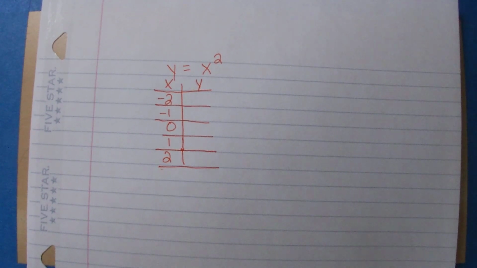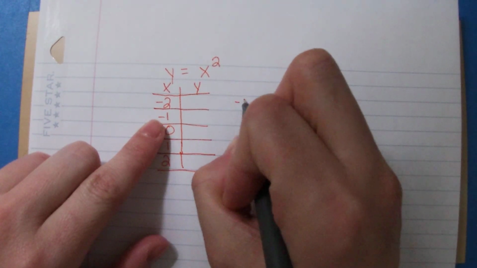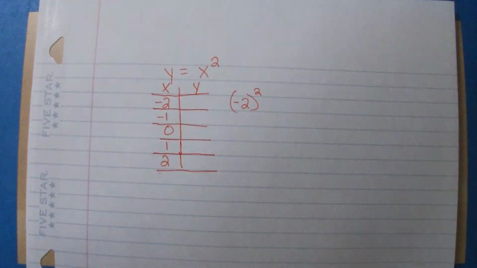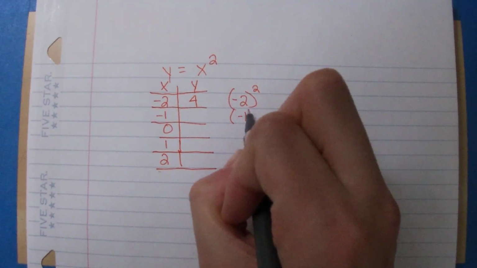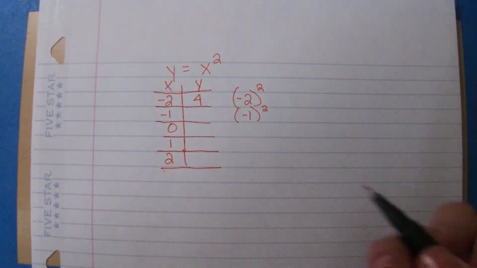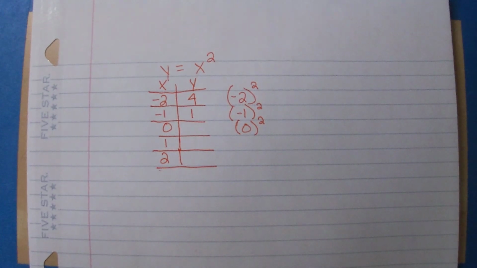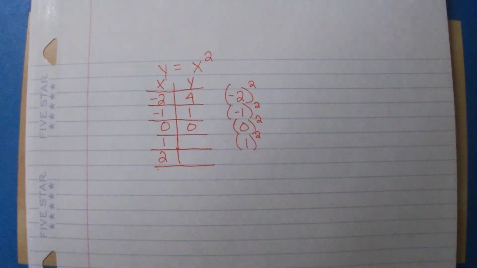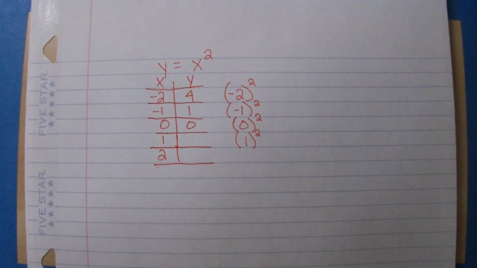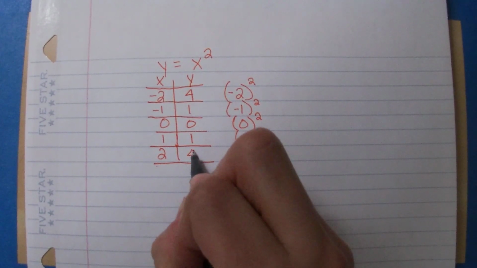Just like we would do with any problem, we plug this in for the x value. So instead of x squared, I'll say -2 squared. But now remember, if you're using a calculator, that has to go in parentheses. -2 squared is 4. Then I'll plug in -1. -1 squared is 1. Plug in 0. 0 squared is 0. Plug in 1. 1 squared is 1. And 2 squared is 4.